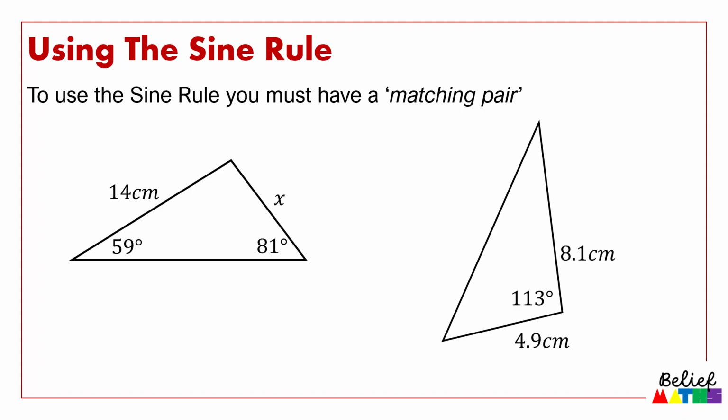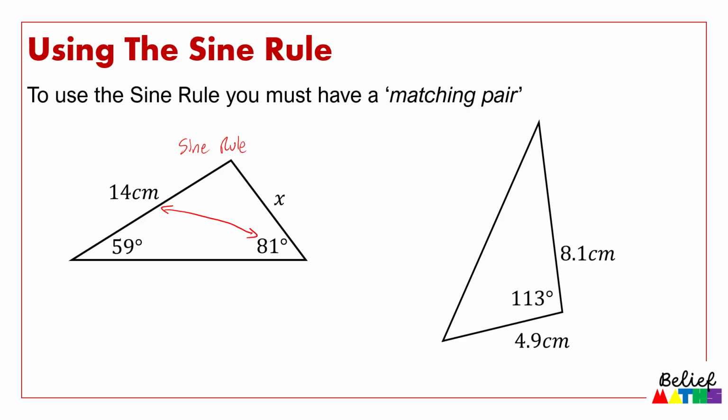Now first we need to understand, when does the sine rule work? And the key thing is, because of those proportions, a over sine A, b over sine B, c over sine C, we have to have what we call a matching pair. That means we need to have an angle, we need to know that number, and we need to have a side directly opposite it. So if we look at this triangle on the left, we've got this pair here of 14 and 81. That's a matching pair because we've got the side and the angle opposite, so the sine rule works here.